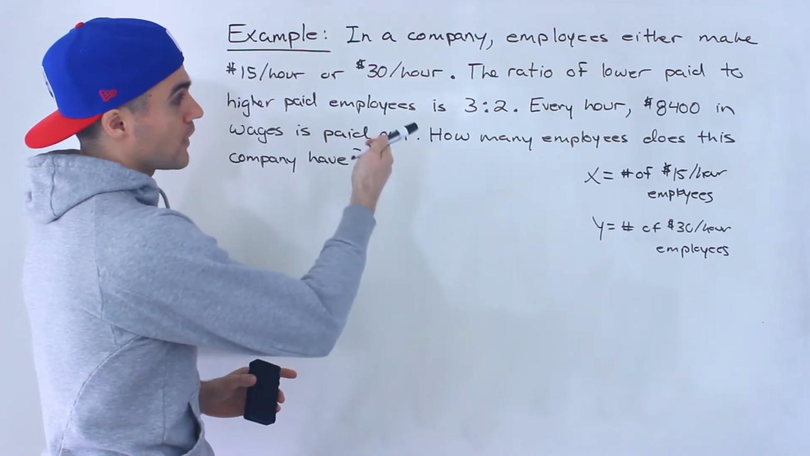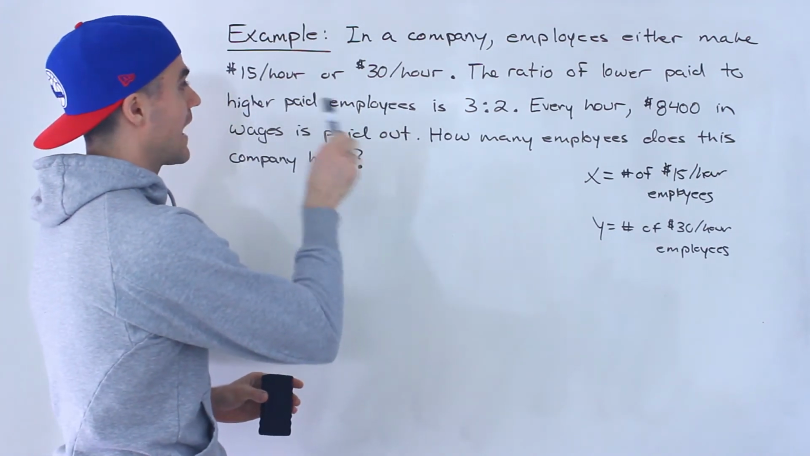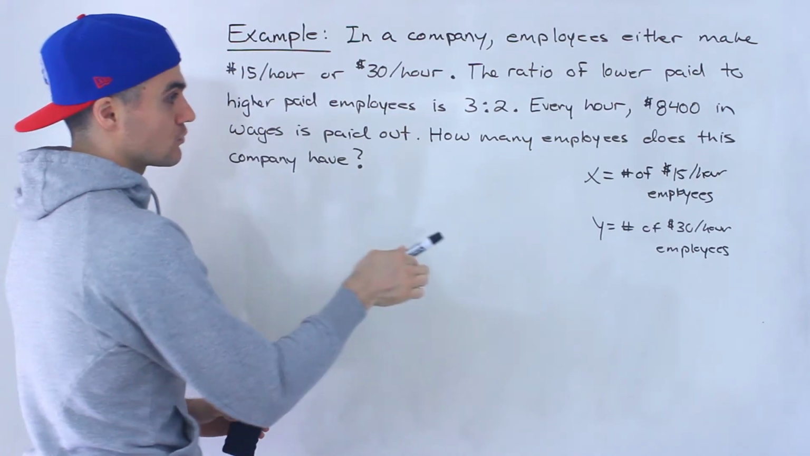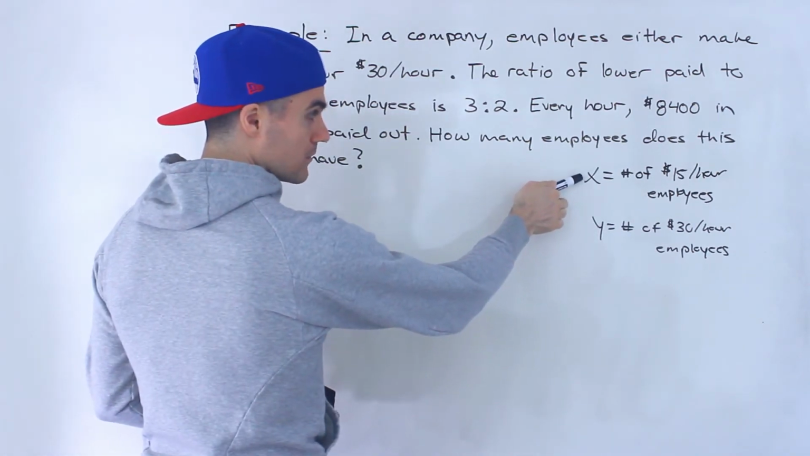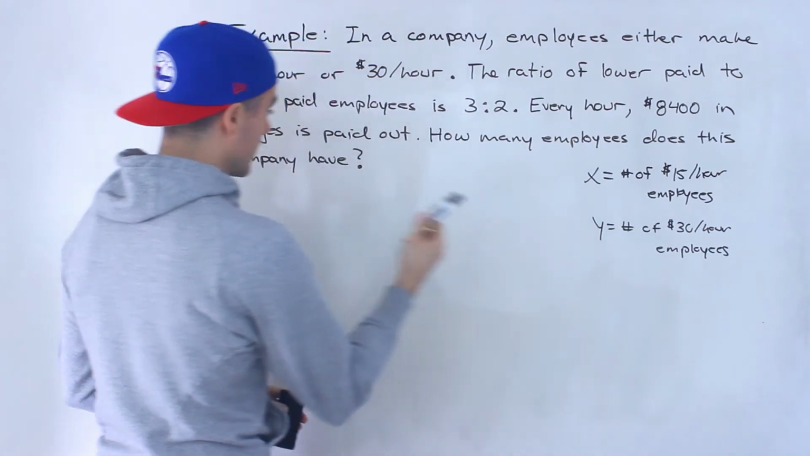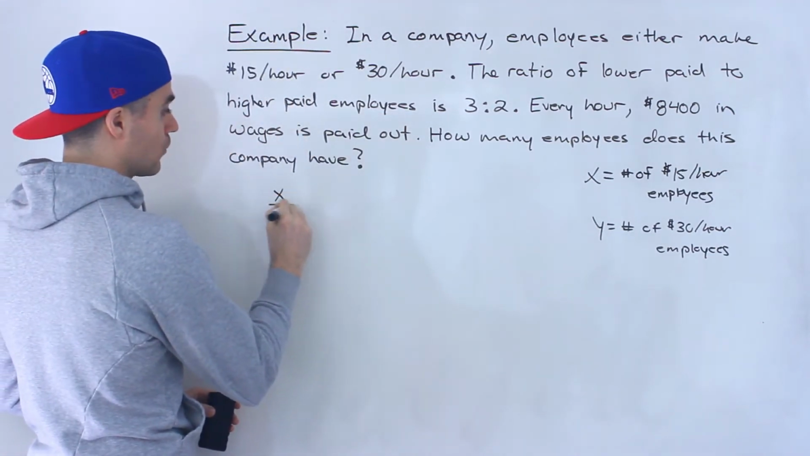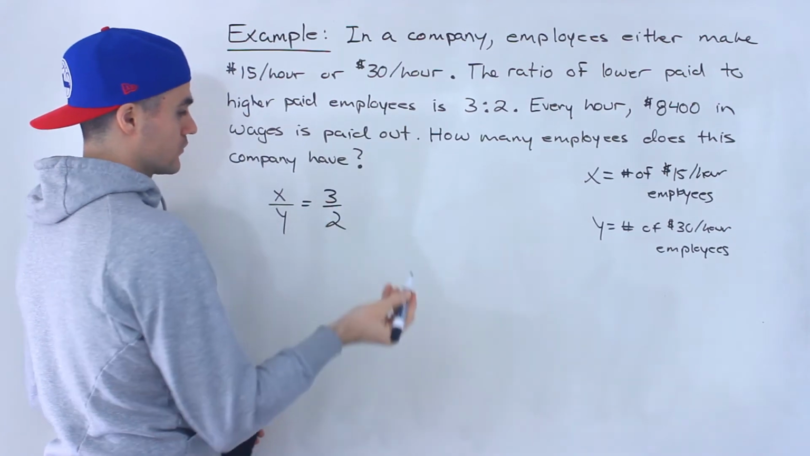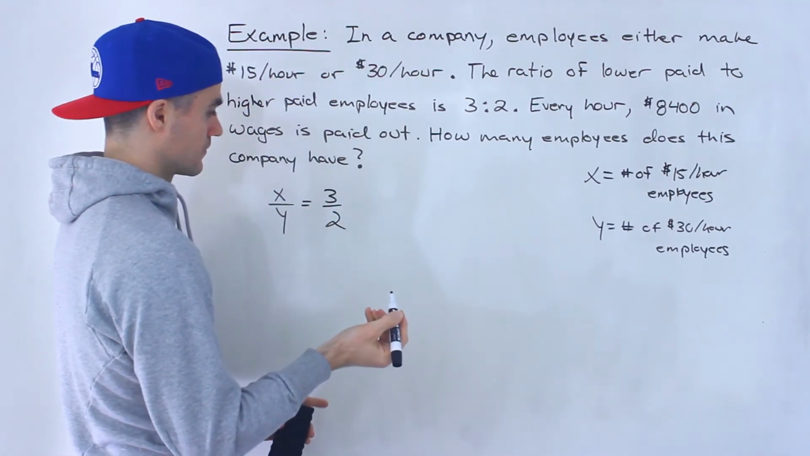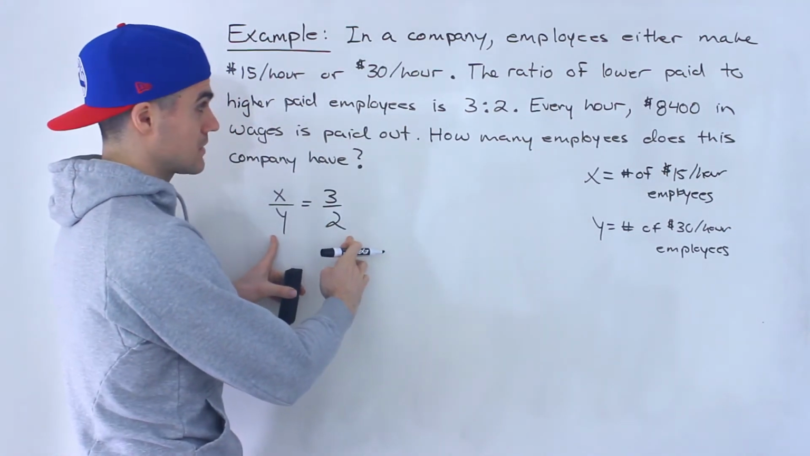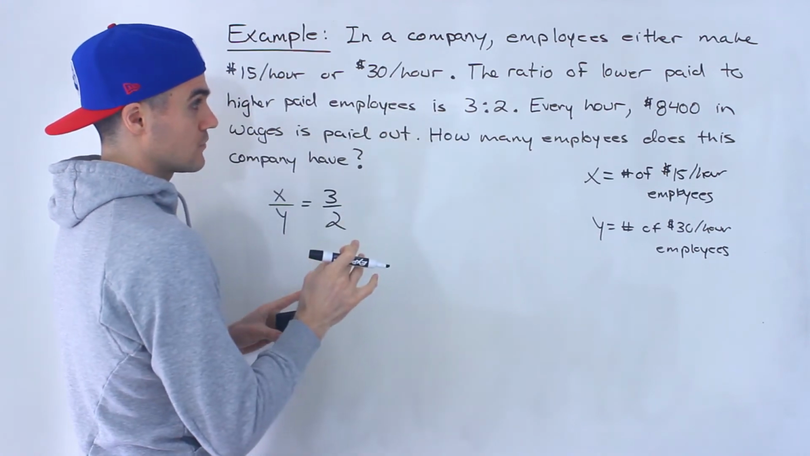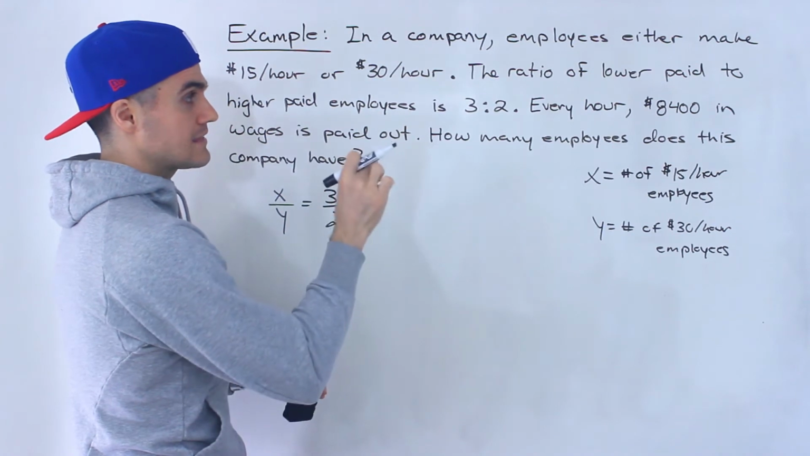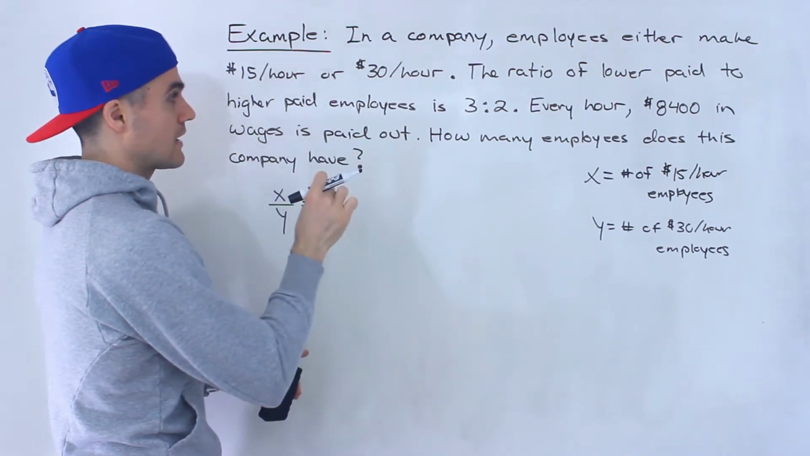So notice we're told that they either make $15 an hour or $30 an hour. We're also told that the ratio of lower paid to higher paid employees is 3 to 2. So the ratio of lower paid employees to higher paid employees, so x over y, is equal to 3 over 2, like that. That's how we can make an equation with that information. And then we're also told every hour, $8,400 in wages is paid out.